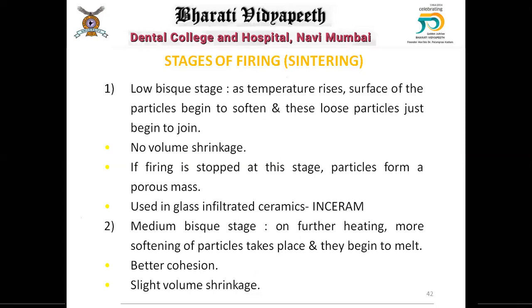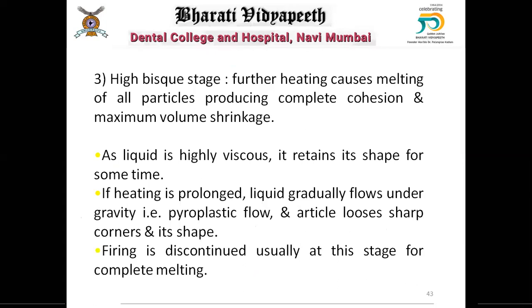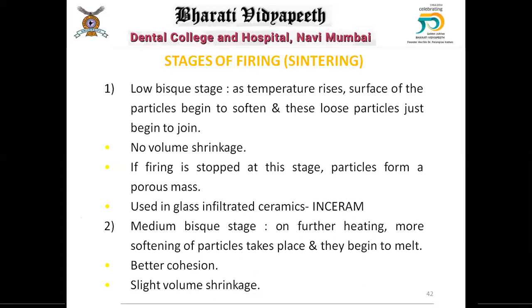So there are stages of firing: the low bisque stage, the medium bisque stage, and the high bisque stage. In the low bisque stage, as the temperature rises, the surface of the particles begins to soften and the loose particles begin to dry. This is where the fusion starts. The particles become soft and start fusing with each other. There is no volume shrinkage. If the firing is stopped at this stage, the particles form a porous mass. So this is an important point to be remembered: the firing should in no case stop at this stage.